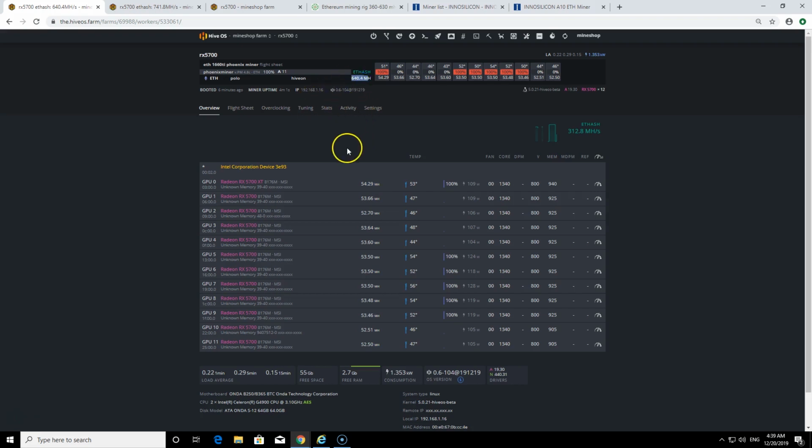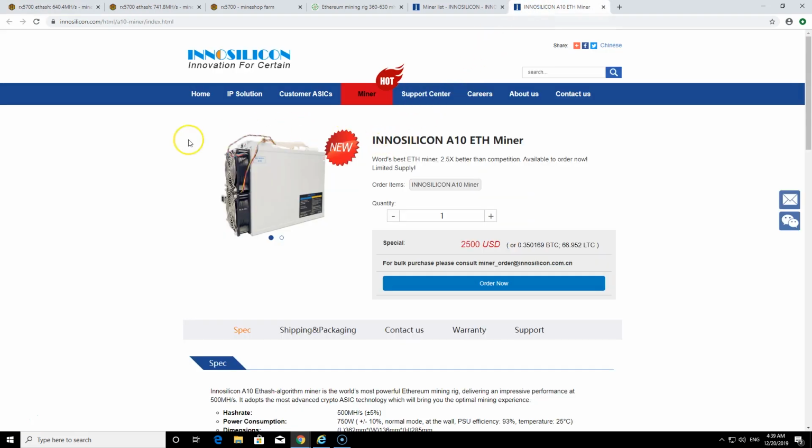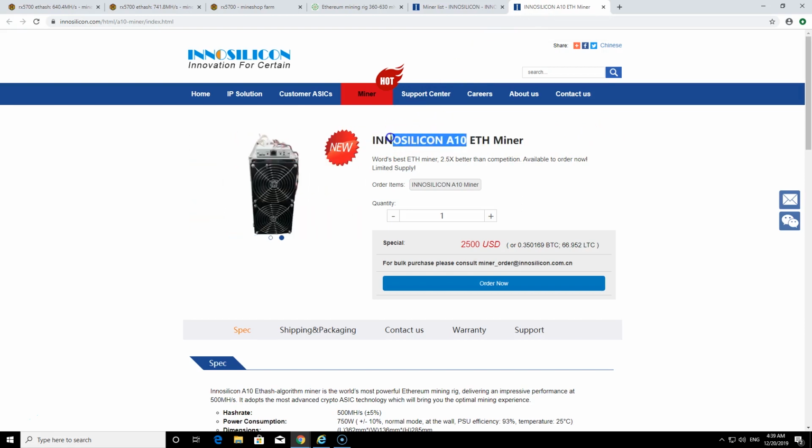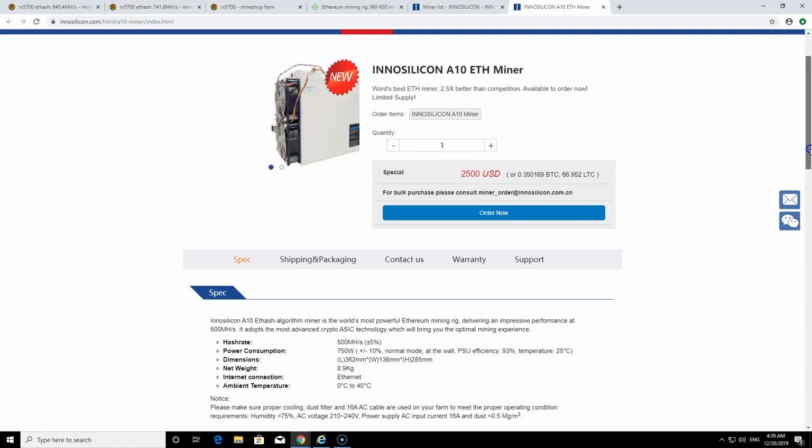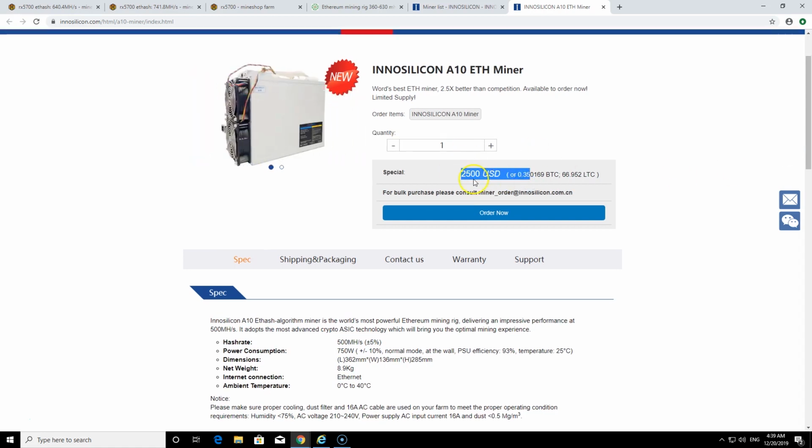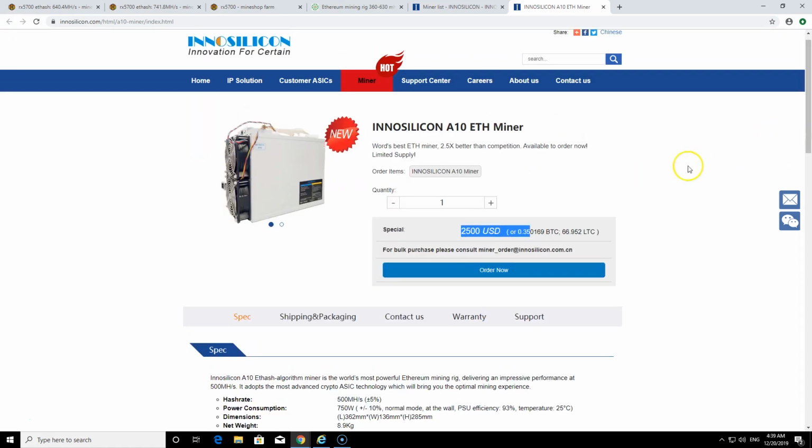Overall, it's still a very good setting for these graphics cards, for this miner, in comparison to an ASIC miner for Ethereum, which should be the fastest ASIC miner. It is the Inno Silicon A10. It's hashing at 500 megahash, 750 watts of power, and its price is $2,500. So this is a piece of junk.